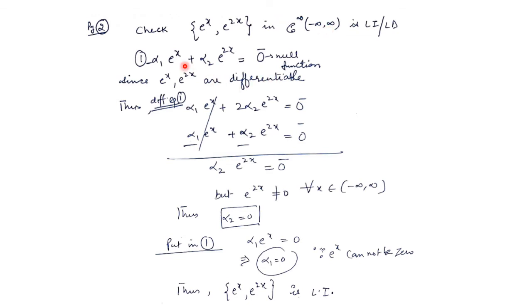For some particular x, it might be you will get non-zero values of alpha, but we have to find out those values of alpha i for which this equation holds for all x simultaneously, right? And that possibility is only that alpha 1 should be 0 and alpha 2 should be 0. Therefore, this set is linearly independent.